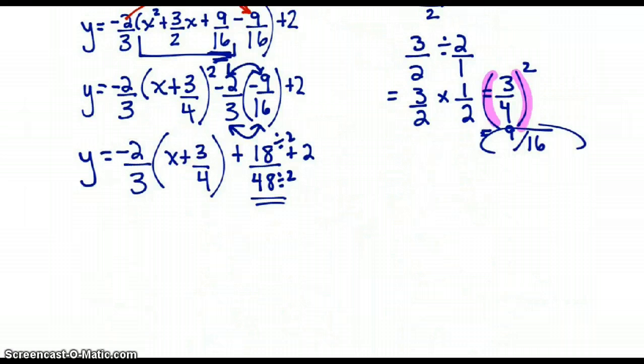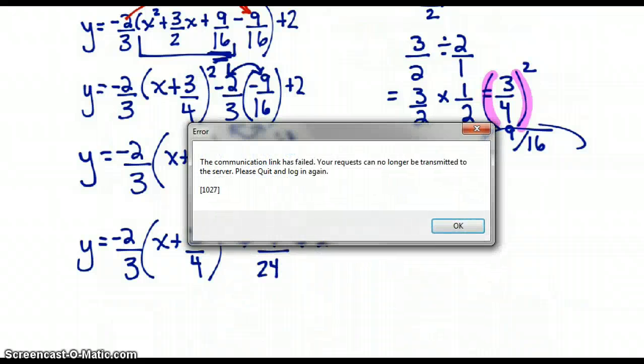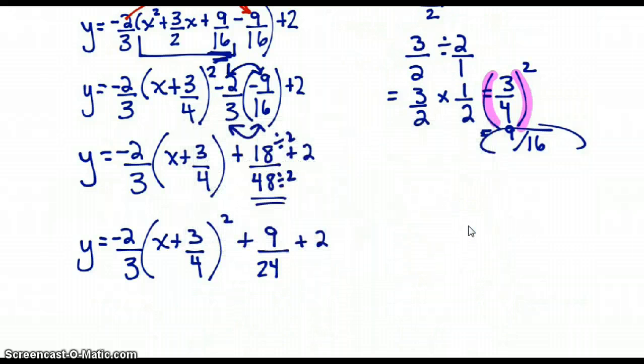Okay, so we now have y equals negative 2 over 3, x plus 3 over 4, squared. And 18 divided by 2 is 9, and 48 divided by 2 is 24. So now I know that it doesn't reduce anymore. So we're going to try to add this fraction here.